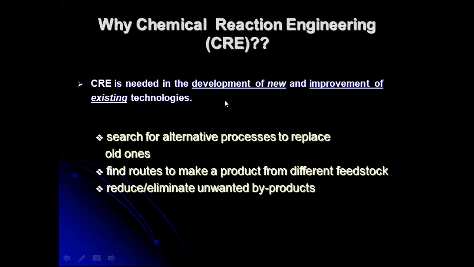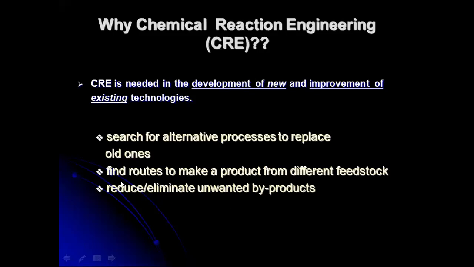So there's no way we will be out of the picture, because whether it's developing new technologies or improving existing ones, we are needed. In the accomplishment of these two objectives, there's always an ongoing, dynamic search for alternative processes to replace old ones. Now, we find other means or routes to make a product from different feedstocks. So how do we make a product from a different set of raw materials? That's what you're doing primarily in your research.